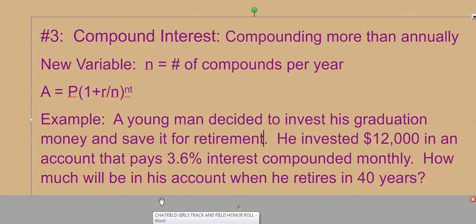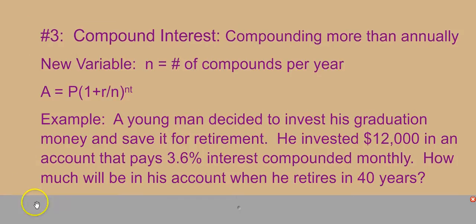In this problem, we have a young man who's investing his graduation money, and he's decided he's going to save that money for retirement. He's going to start young and think about the big picture. So in this case, he invested $12,000 in an account that is going to pay 3.6% interest, and it's going to compound monthly. The question asks, how much will be there if he wants to retire in 40 years? So in order to do that, we have to plug into our formula.